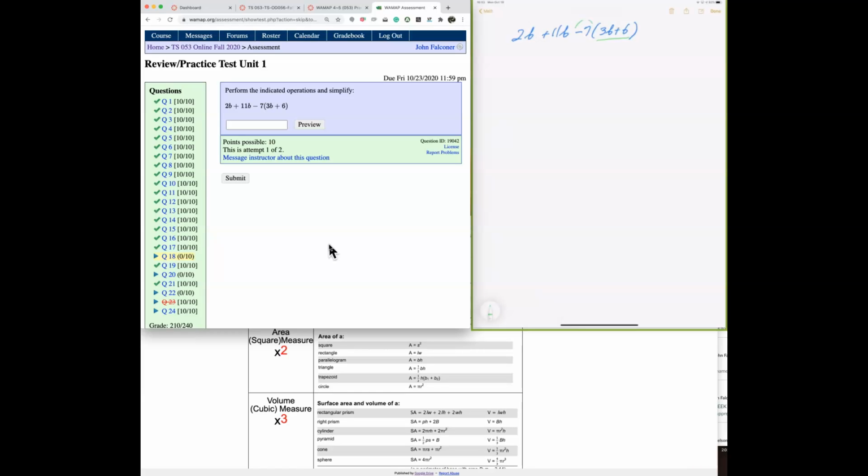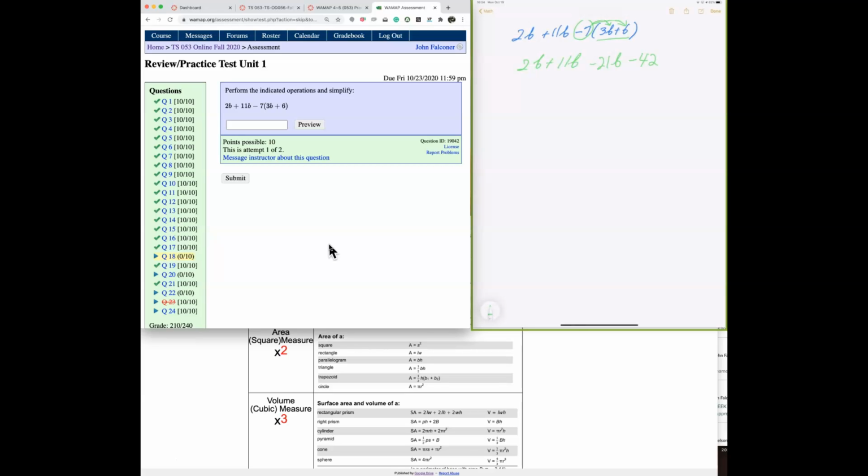But our secret weapon, we're going to use the distributive property. Distribute the negative 7 over these two and evaluate that. So we're going to get negative 21b minus 42. Right? So if you got your multiplication table down cold, awesome. And then just write down the rest of this, 2b plus 11b minus that.